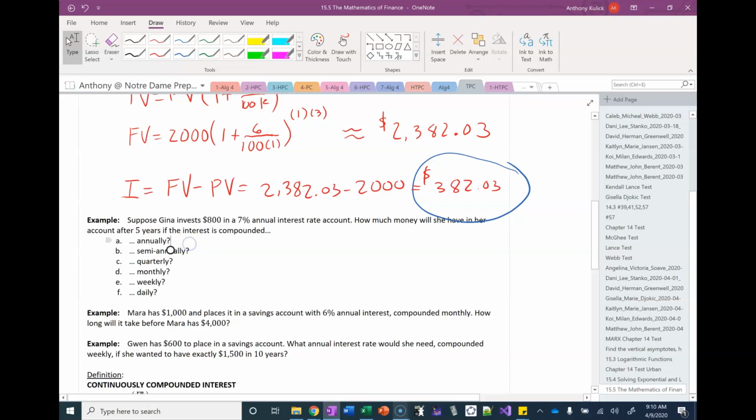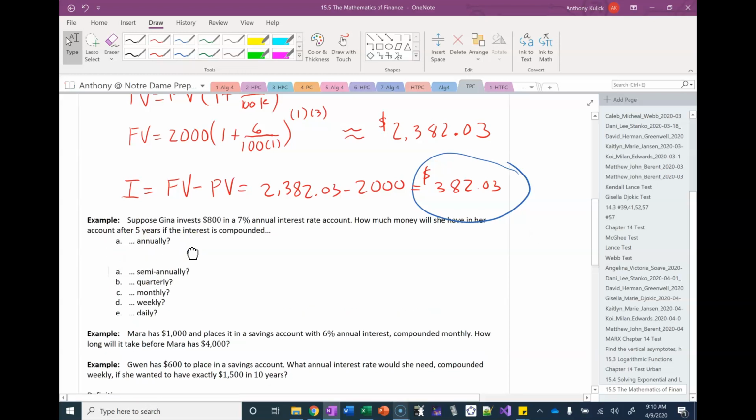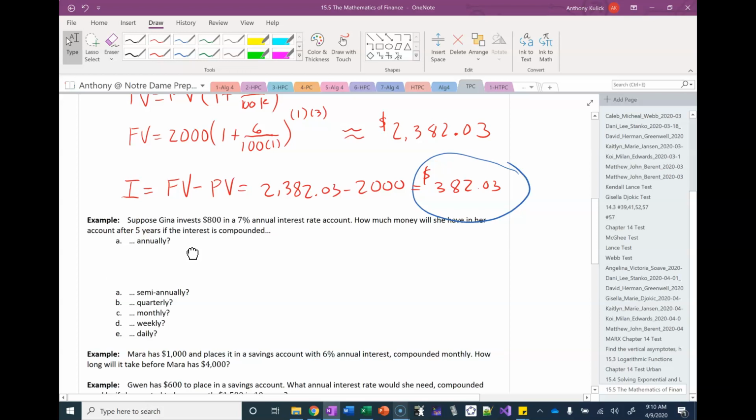Okay. Let's look at the next example here. It says, suppose Gina invests $800 in a 7% annual interest rate account. How much money will she have in her account after 5 years if interest is compounded? And then we have a bunch of different situations. First thing I'm going to note is that this is a compound interest situation.